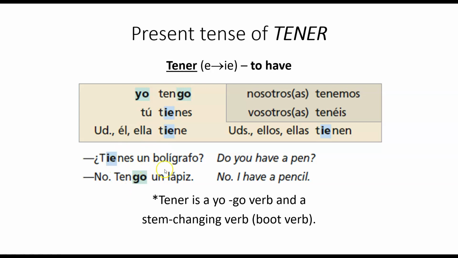So if I ask you, ¿tienes un bolígrafo? Do you have a pen? No, tengo un lápiz. No, I have a pencil. Remember, tener is a yo-go verb and a stem-changing boot verb. Right here's the boot.